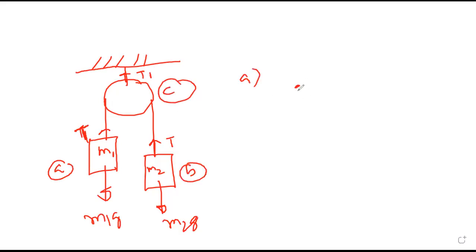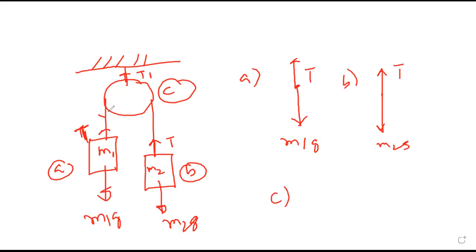So for A, the free body diagram will be m1g downward, T upward. And for B, m2g downward, T upward. And for C, T downward, T, that is T1, so 2T1 upward.